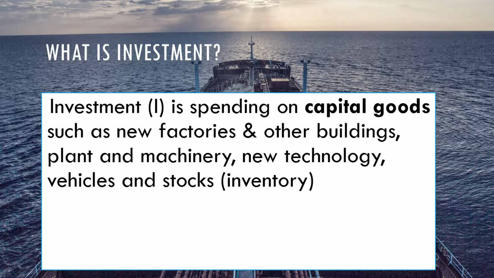Well, investment is spending on what we would call capital goods. Now, capital goods are things like new factories and other buildings, plant and machinery, and plant is a word sometimes used for things like equipment that a business might use to produce products. Spending on new technology, maybe spending on things like vehicles, and spending on stock, so parts, inventory that might get used to turn into a final good. So any spending on those capital goods, things that help us to produce more consumer goods in the future, we call investment.